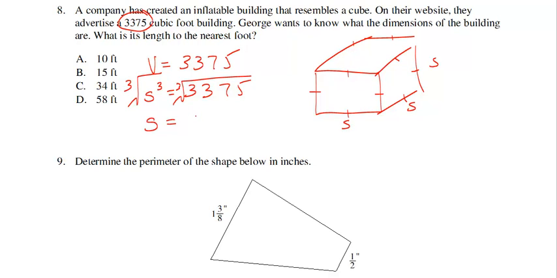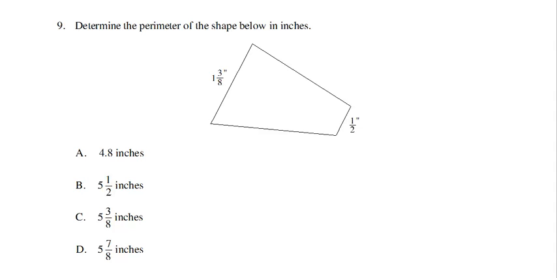You would be able to use a calculator for this one, and we find it is exactly 15 feet. Okay, number 9. Determine the perimeter of the shape below in inches. Here's another one that's a little bit problematic because, of course, it's not drawn to scale right here. What I'm going to do is I'll give you guys the correct answers, assuming that you can measure correctly.